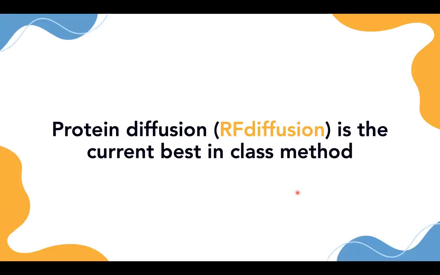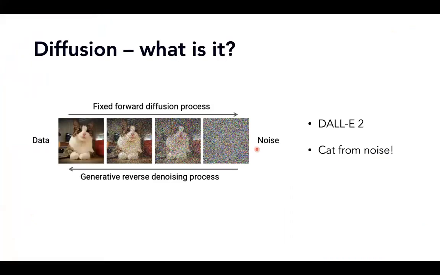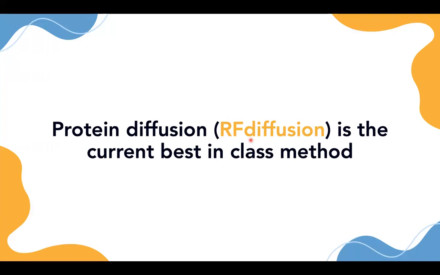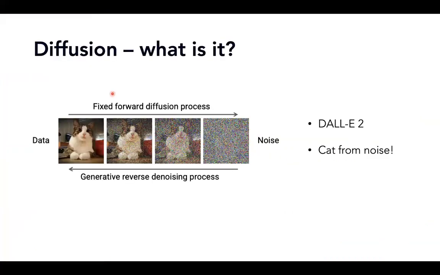But okay, what is the best method? In my opinion, right now, protein diffusion models are the best in class method. And out of all of them, RF diffusion is by far the best method. But before we talk about RF diffusion a little bit more and we walk through it, what even is diffusion, right? So a major example of a diffusion model that I'm sure a lot of you will be familiar with is DALL-E 2, right?